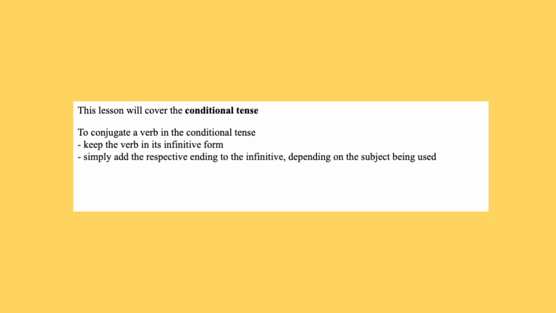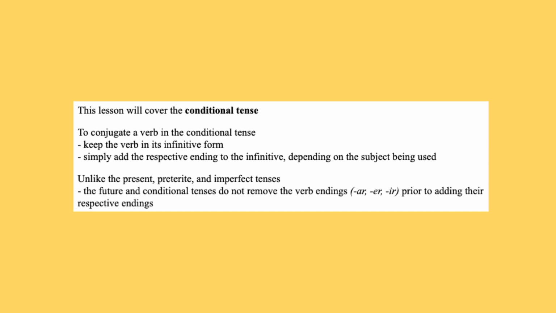The conditional conjugation pattern is very similar to the future tense. You maintain the verb in its infinitive form, and afterwards you simply add the respective conditional ending to that infinitive, depending on which subject is being used. So as I have said previously, unlike the present, preterite, and imperfect, the future and conditional do not remove the infinitive verb endings, they simply maintain the infinitive and then add their respective future or conditional endings to that infinitive.